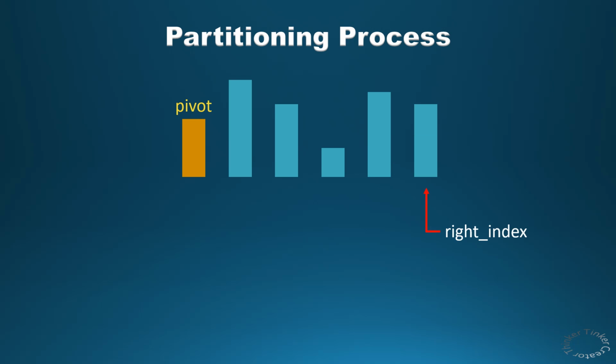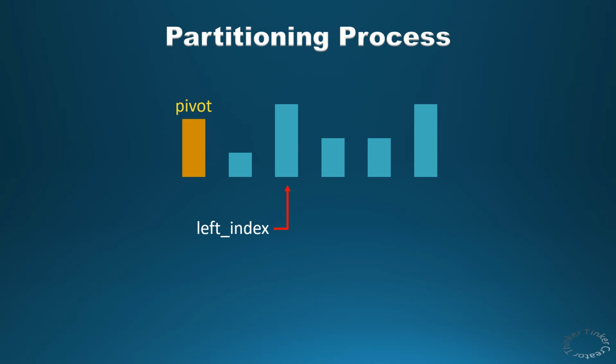The right index starts from the last index and scans to the left until it finds an item smaller than the pivot. Otherwise it stops with the second item. When the left index has found a larger item than the pivot, and the right index has found a smaller item than the pivot, the two items are swapped. This happens only if the two indices have not crossed each other.